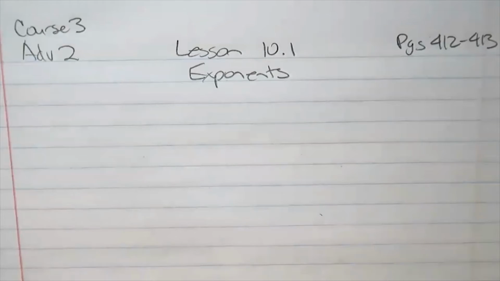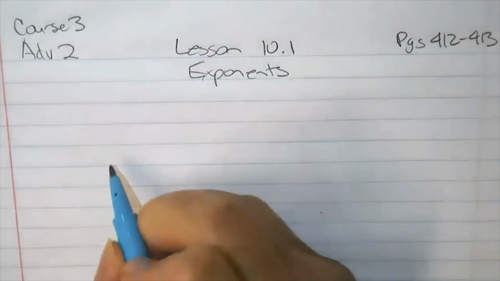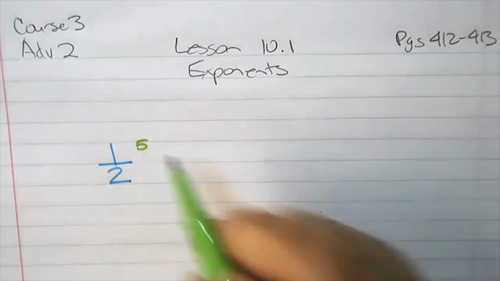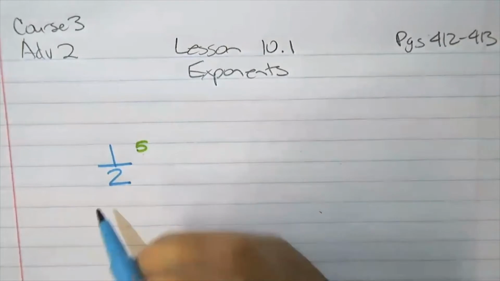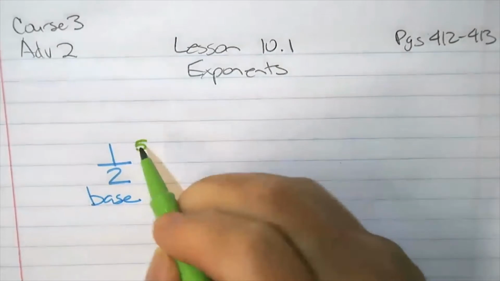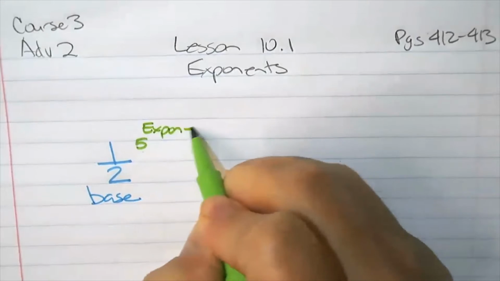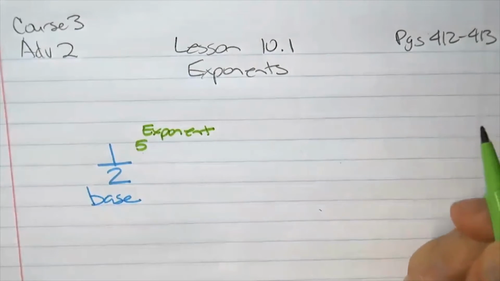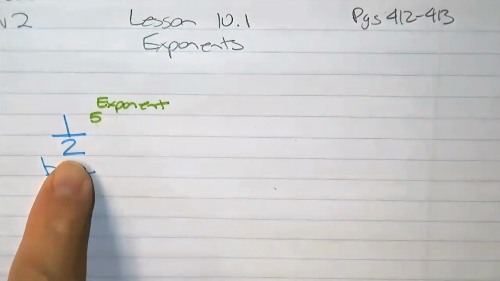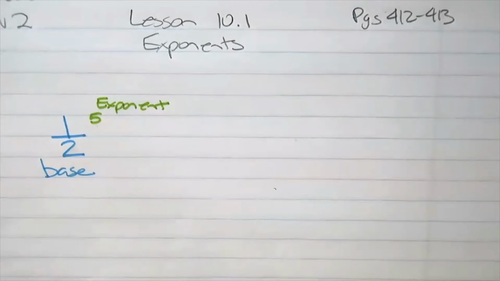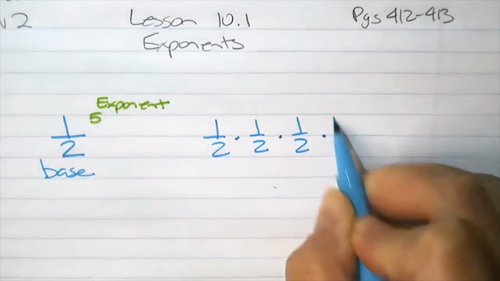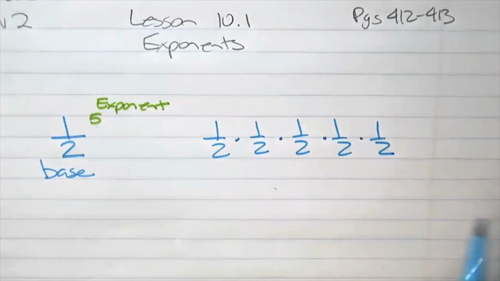Okay, let's talk about exponents. When we have 1/2 to the 5th power, 1/2 is the base, and the 5th power right here, this is the exponent. And what this is telling me is that I'm going to use the base as a factor 5 times. So 1/2 times 1/2 times 1/2 times 1/2 times 1/2.